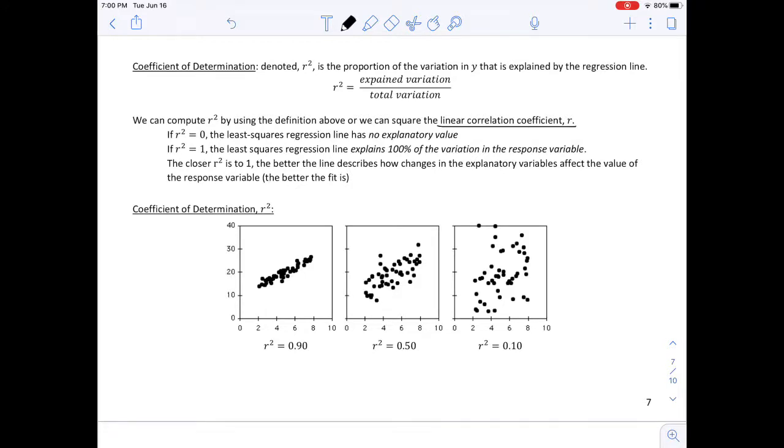If r squared is equal to 0, the least squares regression line has no explanatory value. If r squared is equal to 1, the least squares regression line explains 100% of the variation of the response variable. And the closer that r squared is to 1, the better the line describes how changes in the explanatory variable affect the value of the response variable, the better the fit is. You can go back and look at the problem that we did in this section with the bill and the tip amount for r squared.